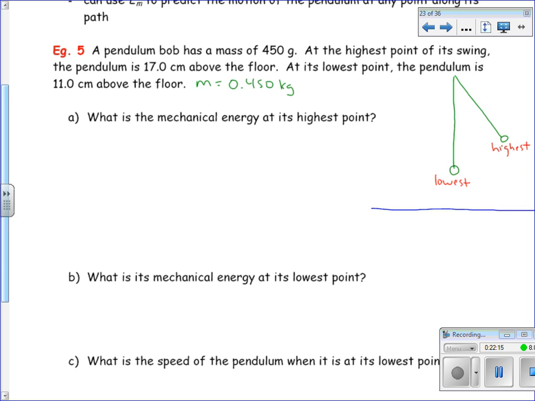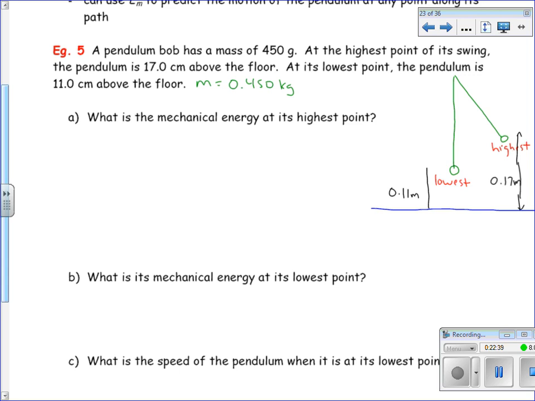So at its highest point, it says it's 17 centimeters. So from here to here, that's 0.17 meters. Oops, that 7 kind of got hidden in there. Fix that. And from here to here, at its lowest point, it's 0.11 meters above the floor.